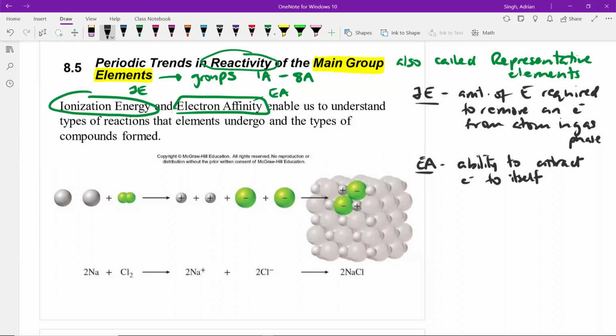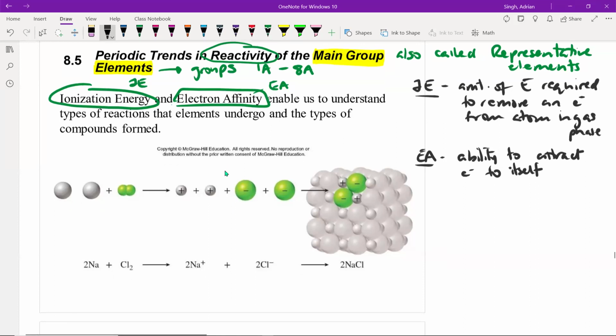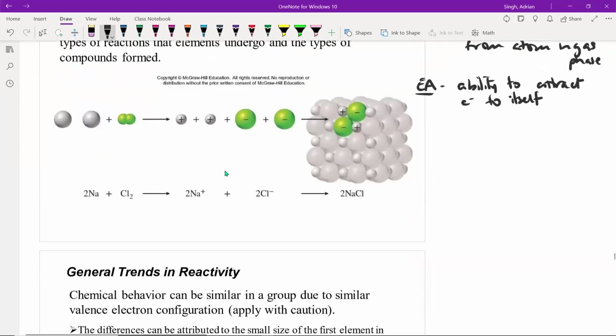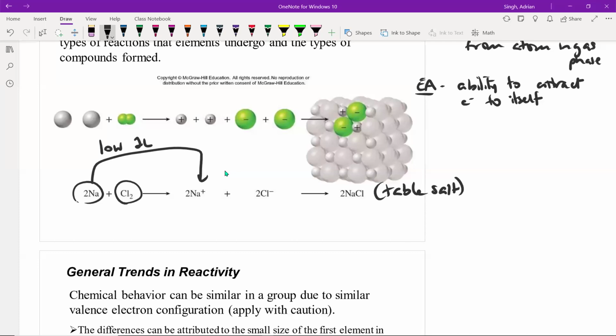Okay, and the interplay between these 2 things will help explain some of the reactions, the reactivity that we will observe. So for example, sodium chloride, table salt, is an ionic compound. It's formed from elemental sodium and elemental chlorine. Why do they react this way? Well, sodium has a very low ionization energy. Okay, so it can easily lose its first electron. So it's got a low first ionization energy. So it prefers to lose that electron to become Na plus.